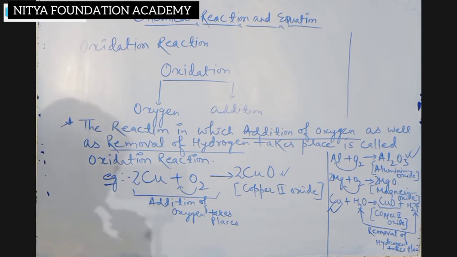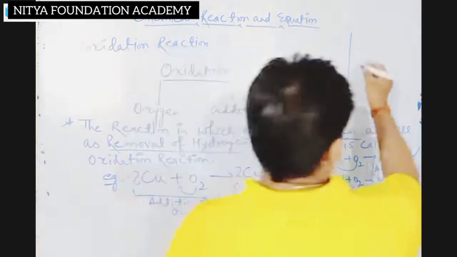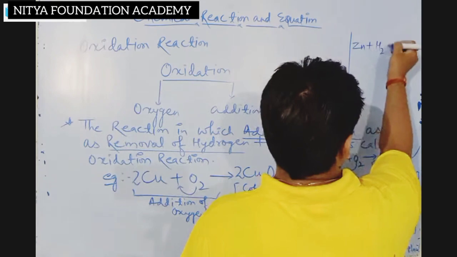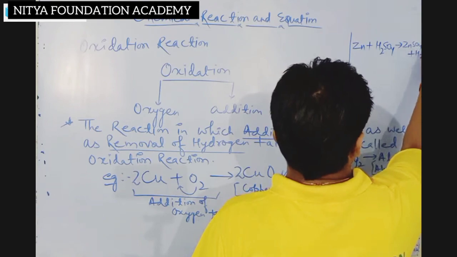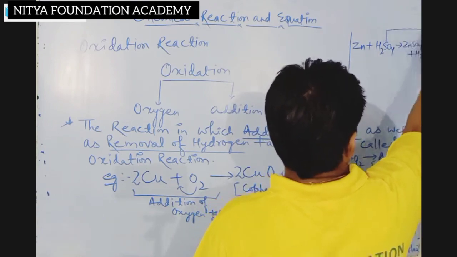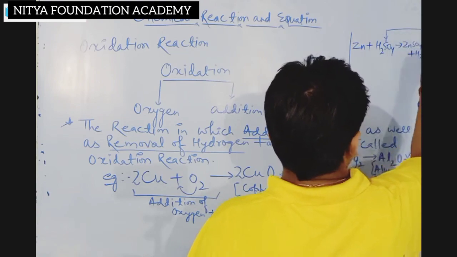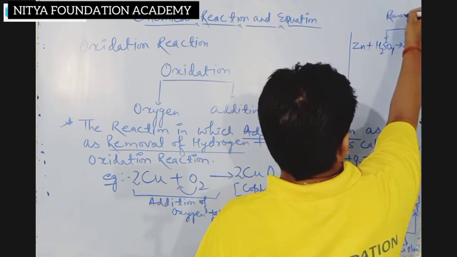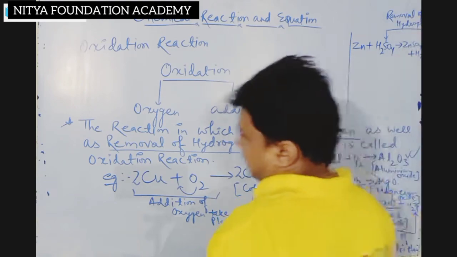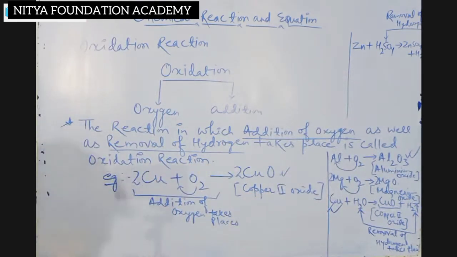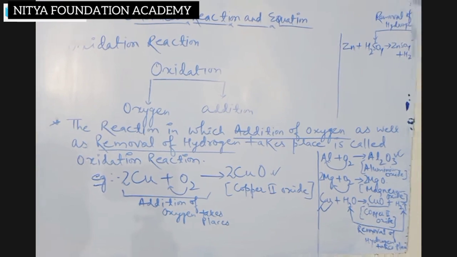So when metals react with acid, it also produces metal salt plus hydrogen gas. Very good, Trisha. So here we can see the removal of hydrogen takes place. Okay, and this is one of the common examples of an oxidation reaction. Very good. Any other examples, students?